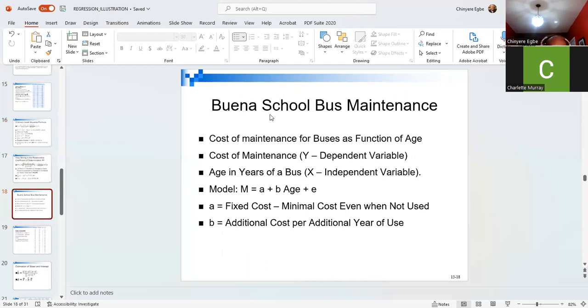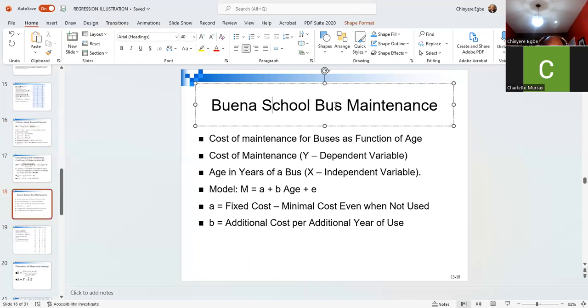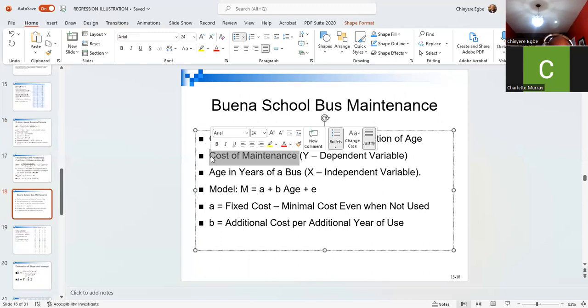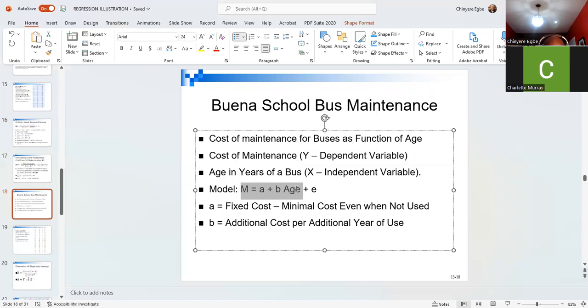Here we estimate maintenance expenses of a bus company. The dependent variable is the cost of maintenance. As you well know, the older a vehicle gets, the more money you spend on maintenance. So we have a model, M is equal to A plus B times H, and A is the fixed cost. Even if you don't drive the vehicle at all, you still have to maintain it. Every 3 months you have to change the oil.